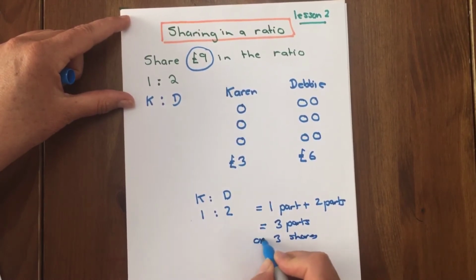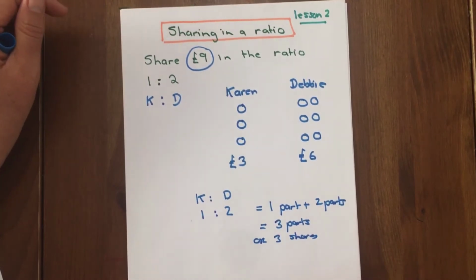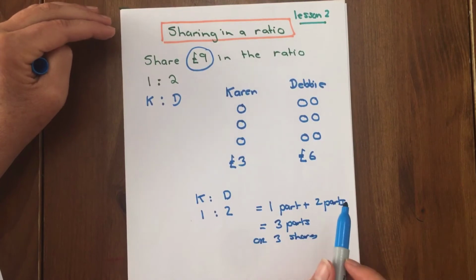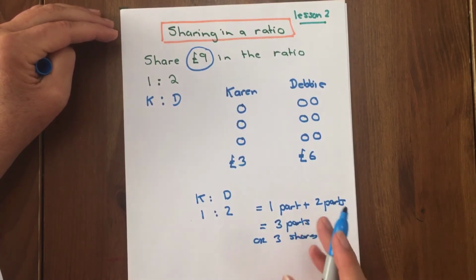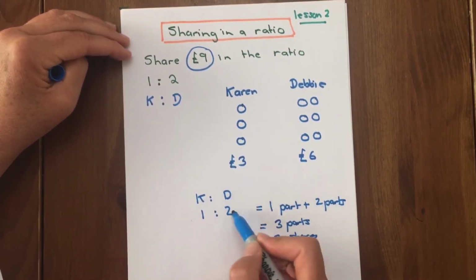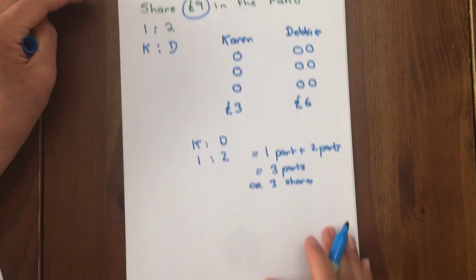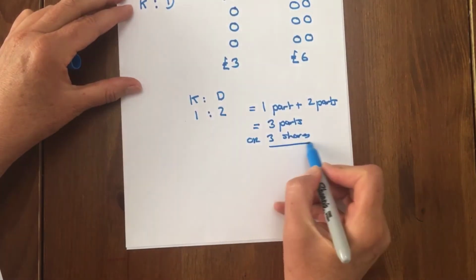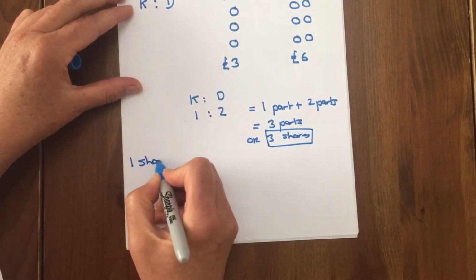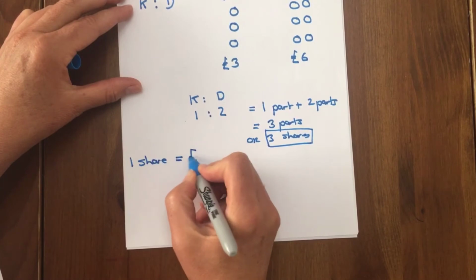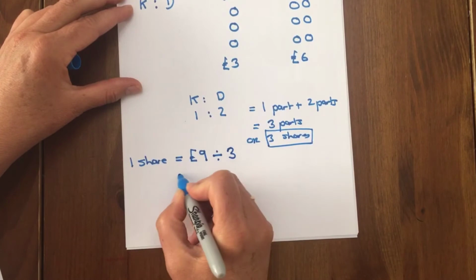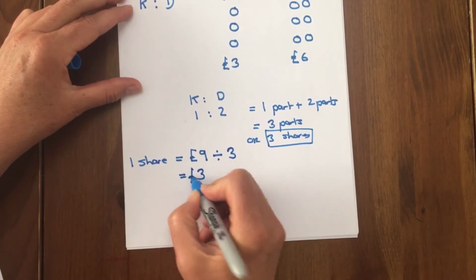Think about it as either word, whichever word you prefer to use. So I am dividing £9 into 3 different shares. Karen gets 1 of the shares and Debbie gets 2 of the shares. So altogether I have got 3 shares. So what would 1 share be equal to? Well, 1 share is equal to £9 in total divided by 3 shares. So 1 share is equal to £3.